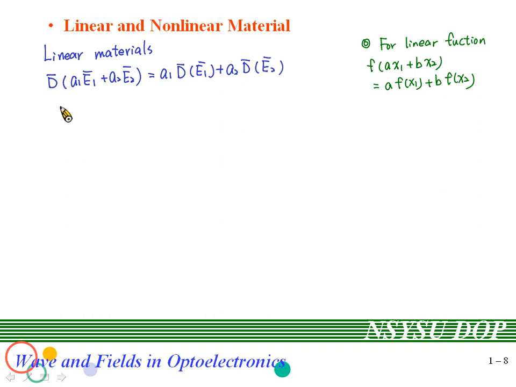Besides, for the B field, for a linear material, the B field can also be written as B of A1 H1 plus A2 H2, which can be rewritten as A1 times B of H1 plus A2 times B of H2. These are the properties of linear materials. And now let's consider nonlinear material.